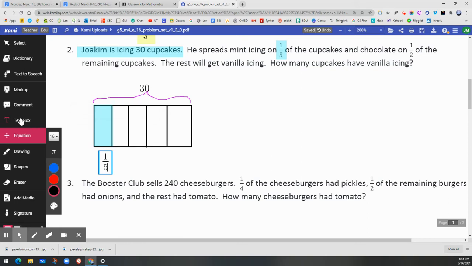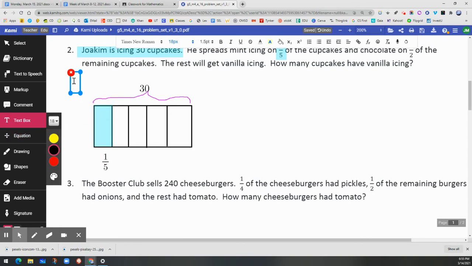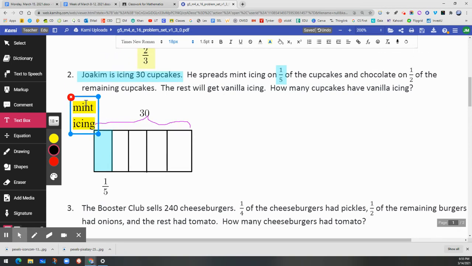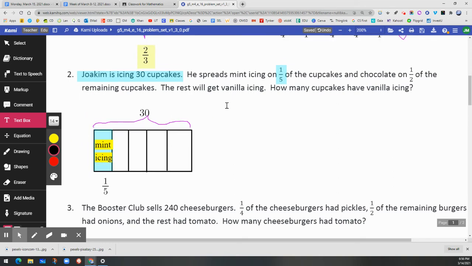Now this I'm going to label. They put mint, lowercase, mint icing. I'm doing this labeling because that makes it easier for me to see. Let me make this smaller. Okay, mint icing. So that's mint icing. That's how much that he put on it, right? And now let's continue with the problem.